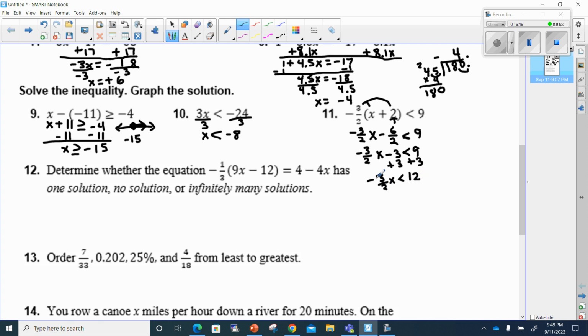Now I have to get rid of this negative 3 over 2, so I can get x by itself. That means I'll do the opposite. Since it's a fraction, I'm dividing, so the opposite of a fraction is multiplication. I'm going to multiply by the inverse, which is negative 2 over 3. And whatever I multiply to one side, I multiply to the other.